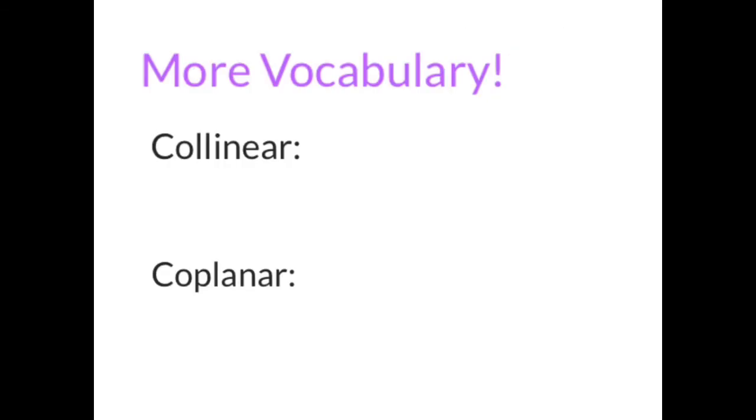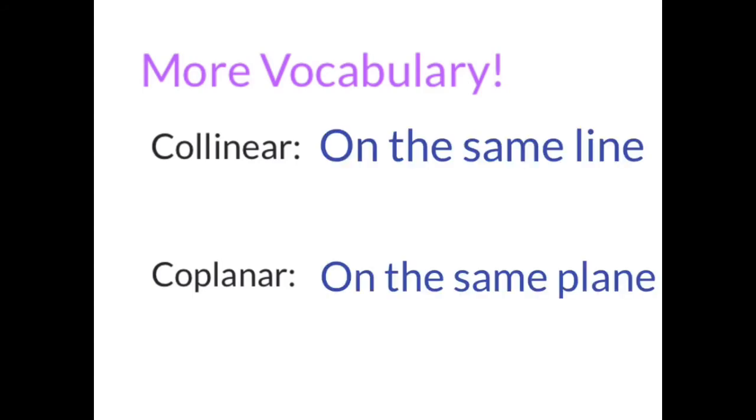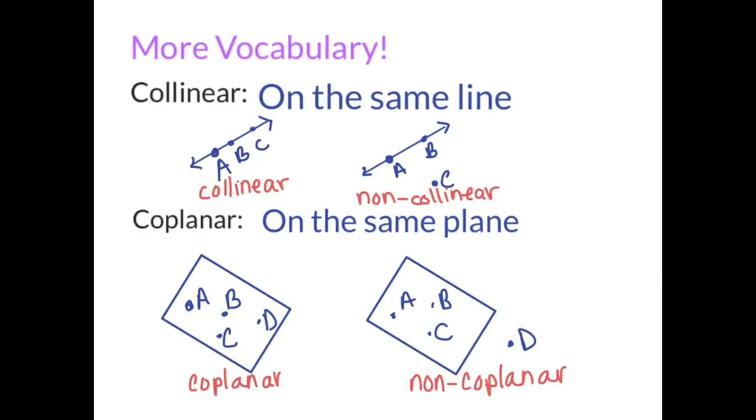Moving right along into some vocabulary here, we have the terms collinear and coplanar. Collinear simply means that they are on the same line. Coplanar means that they are on the same plane. Here are a few visual examples.